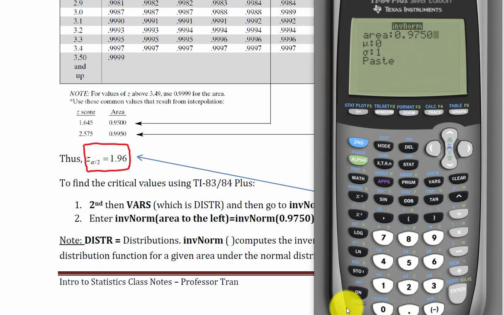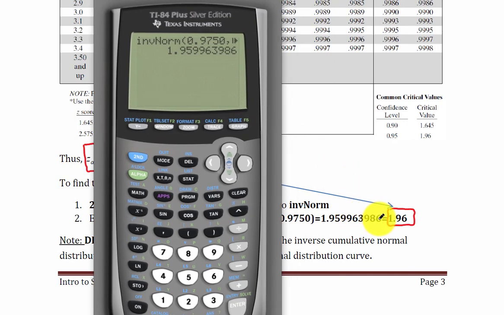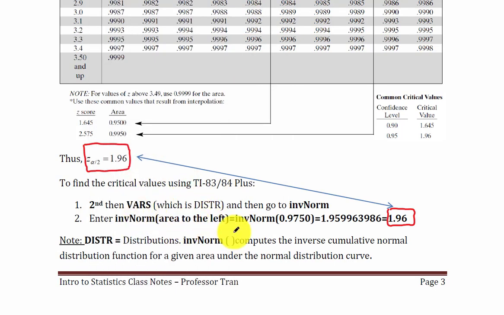0.9750, and we always let the standard deviation to be 1, the mean to be 0, and all you have to do is click enter, enter, enter, and then enter, and then enter here. So it gives you the value of 1.95996, which is very similar to here, the same thing. So we round it up to 2 decimal places, which is 1.96. So that is how you use the TI-84 Plus to find the critical value. And this command here is only for TI-83.